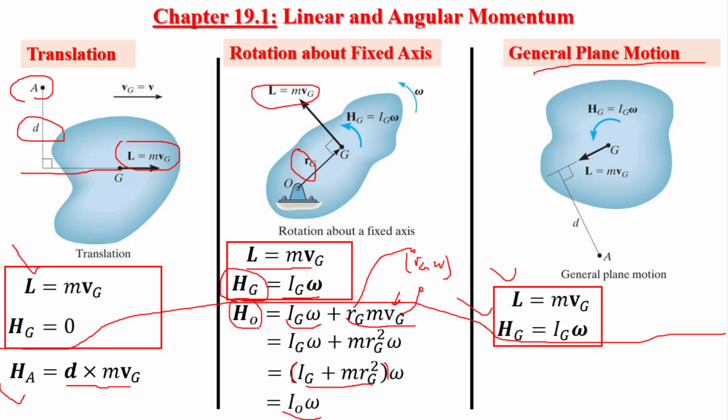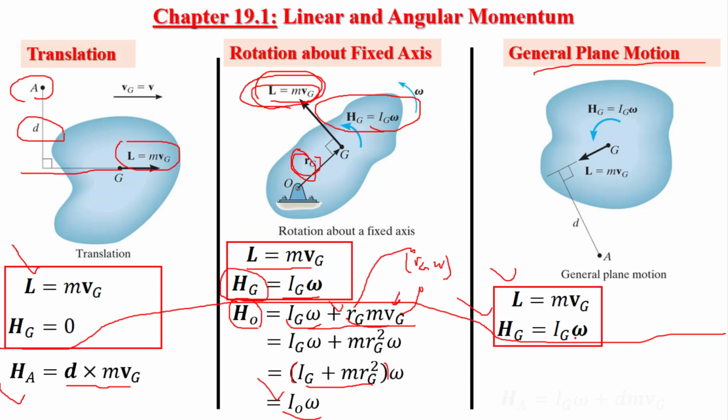So in terms of angular momentum with respect to O, this is the equation, or we can write this equation, because about point O we have two sources of angular momentum. The first source is the rotation of the centroid, and the second source is the cross product of the perpendicular distance r with the linear momentum. So we add them together.